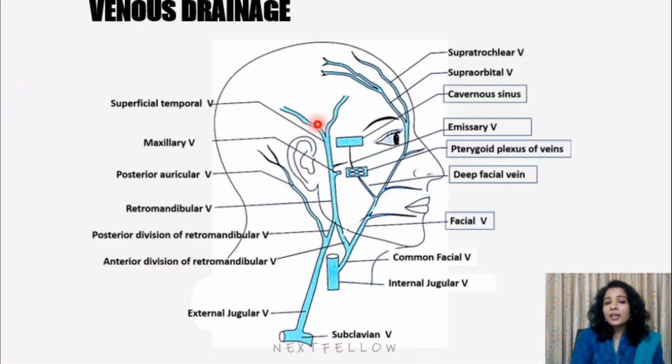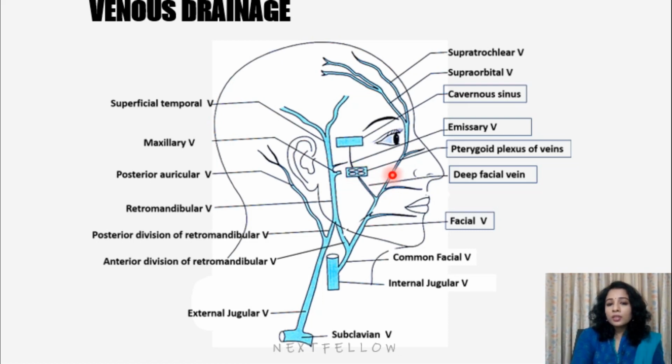Let us understand the venous drainage. The scalp on each side of the midline is drained by the veins which accompany the arteries, so they have similar names as arteries. The veins are the supratrochlear vein and supraorbital vein, and they join to form the angular vein. The angular vein continues to form the facial vein, and we can see the facial vein communicates with the cavernous sinus by means of the deep facial vein and pterygoid venous plexus.